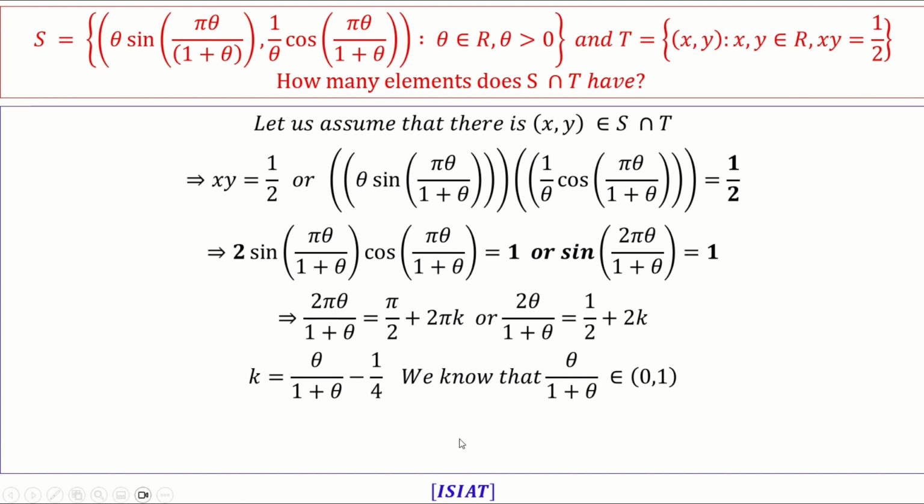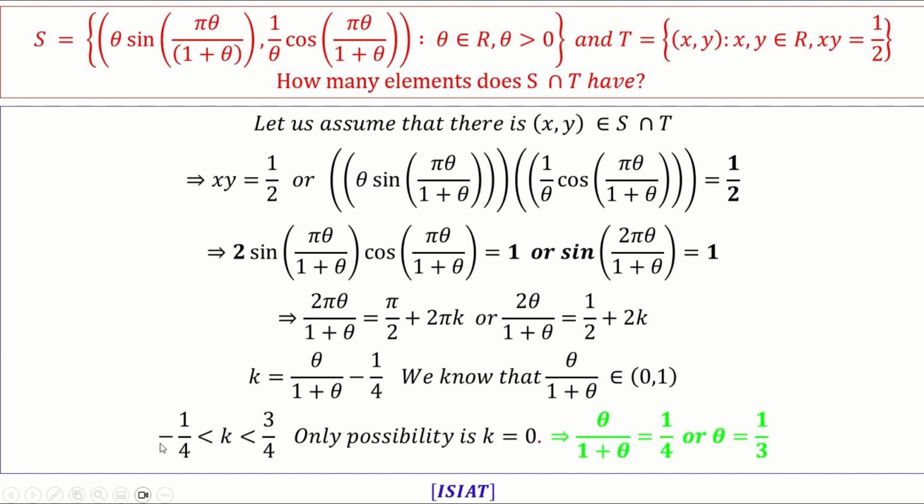Once you know this, you apply that here, with minus 1 by 4. The minimum value of this is 0, so the minimum value of k is minus 1 by 4. The maximum value of this one is 1, and 1 minus 1 by 4 is 3 by 4. So k is between minus 1 by 4 and 3 by 4. The only possibility for k is an integer value, because in 2 pi k, k is an integer, right? So the only possibility is k equal to 0.